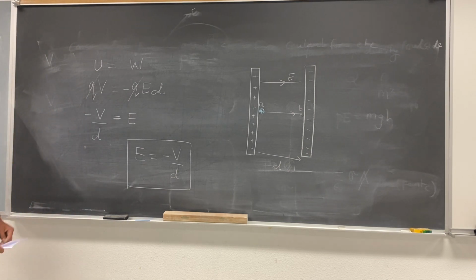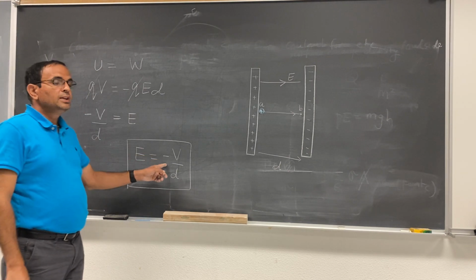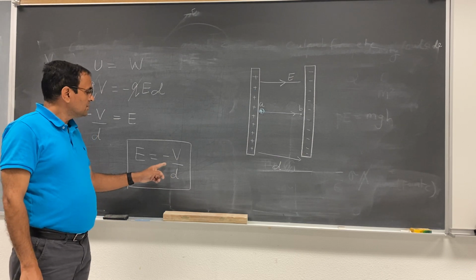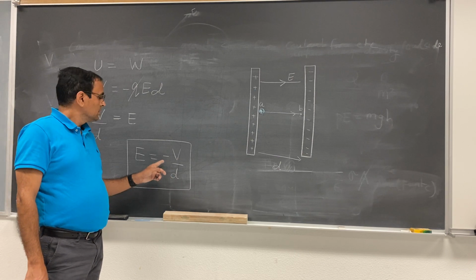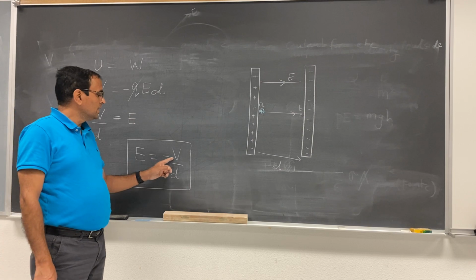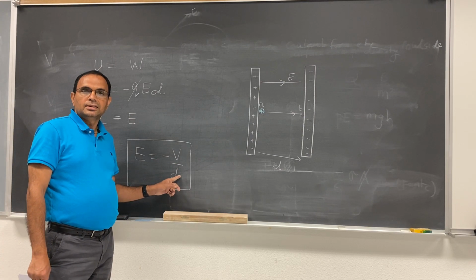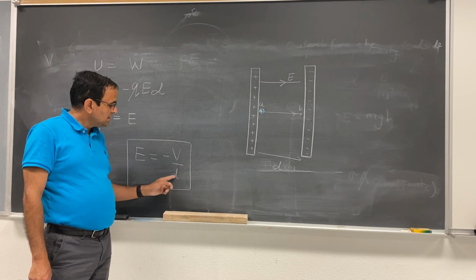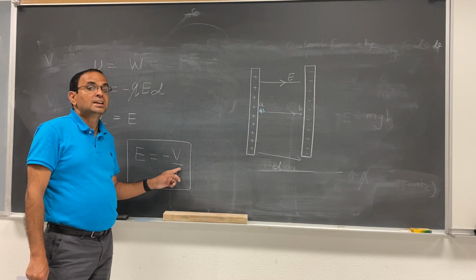Electric field E is equal to negative V divided by d. Sometimes this formula is also useful. So electric field E is equal to negative V divided by d. We call this term, V divided by d, the potential gradient.